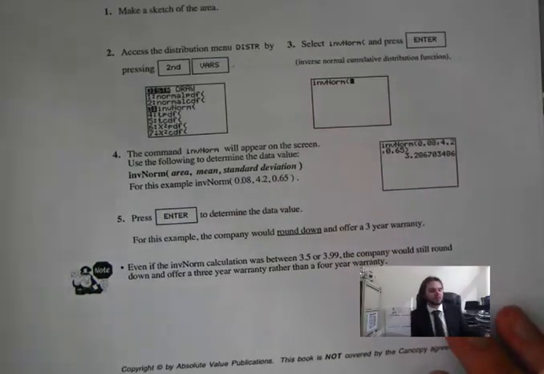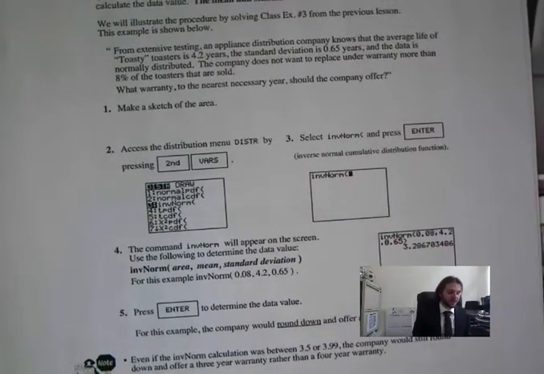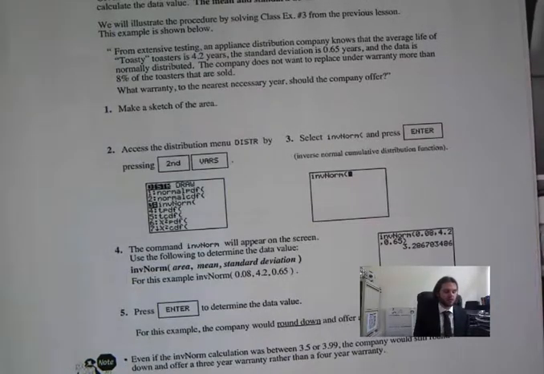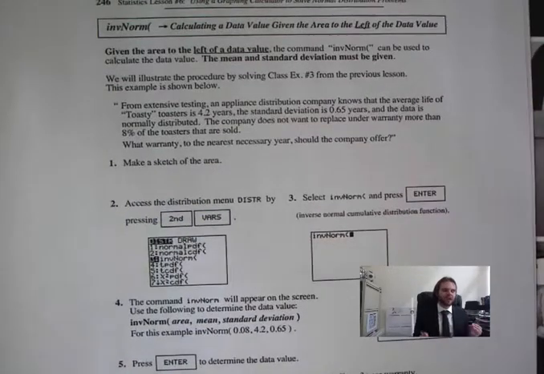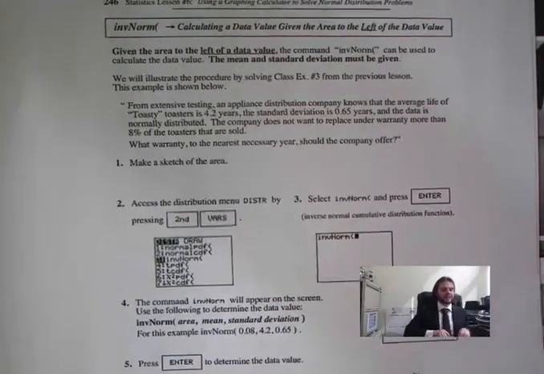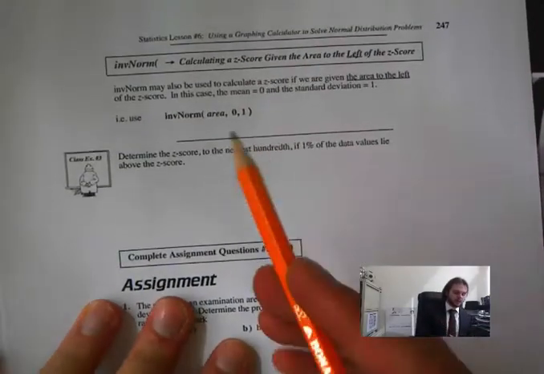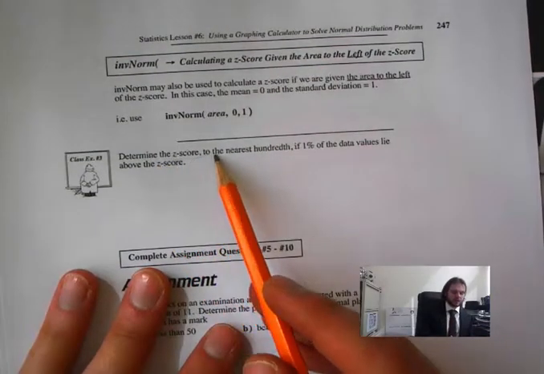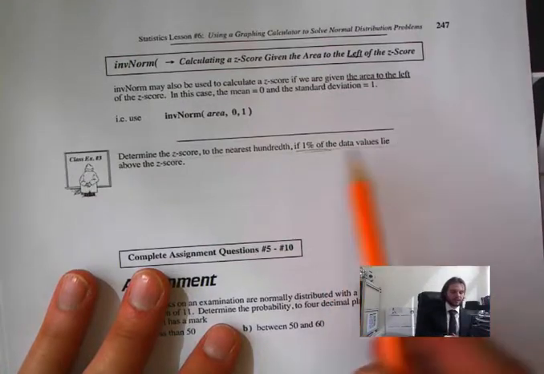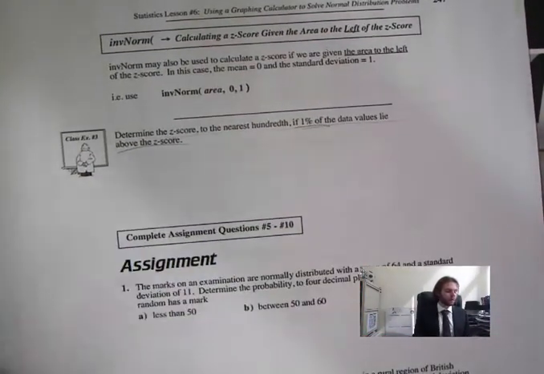Now, the next one is the inverse norm. So when do we do inverse norm? If we're given the area, or we're given the percentage or the probability, that is when we do the inverse norm. So here are some examples. It's working the opposite, the inverse. Here it says determine the z-score to the nearest hundredth if 1% of the data values lies above the z-score. So we want 1% above.